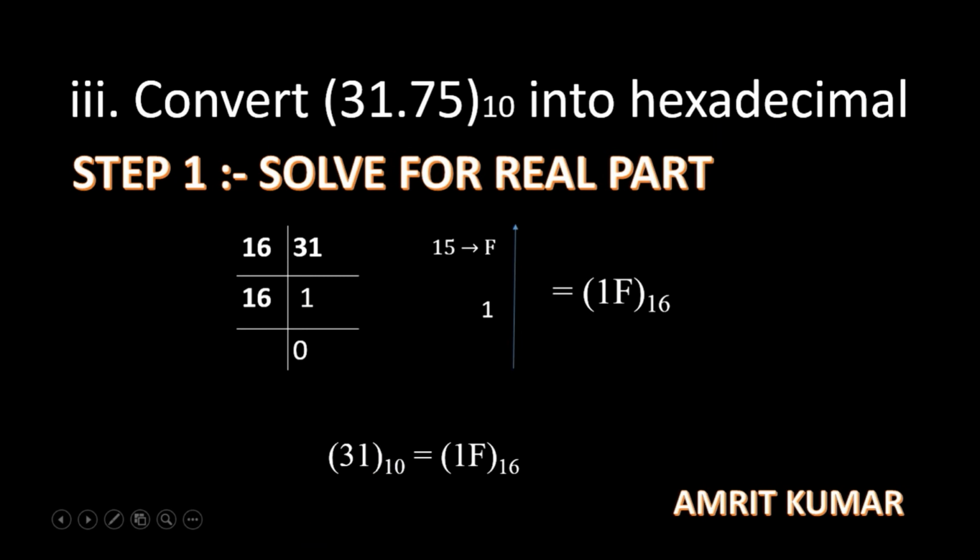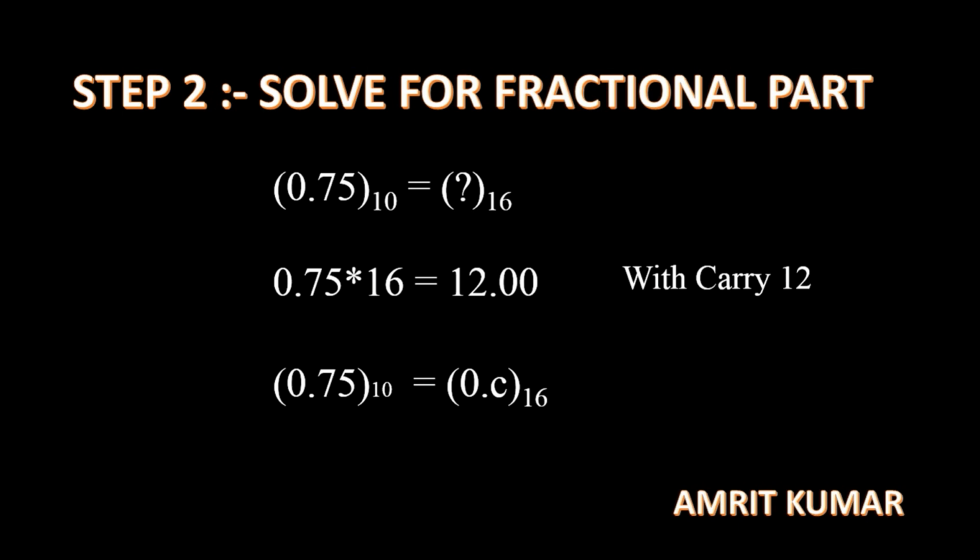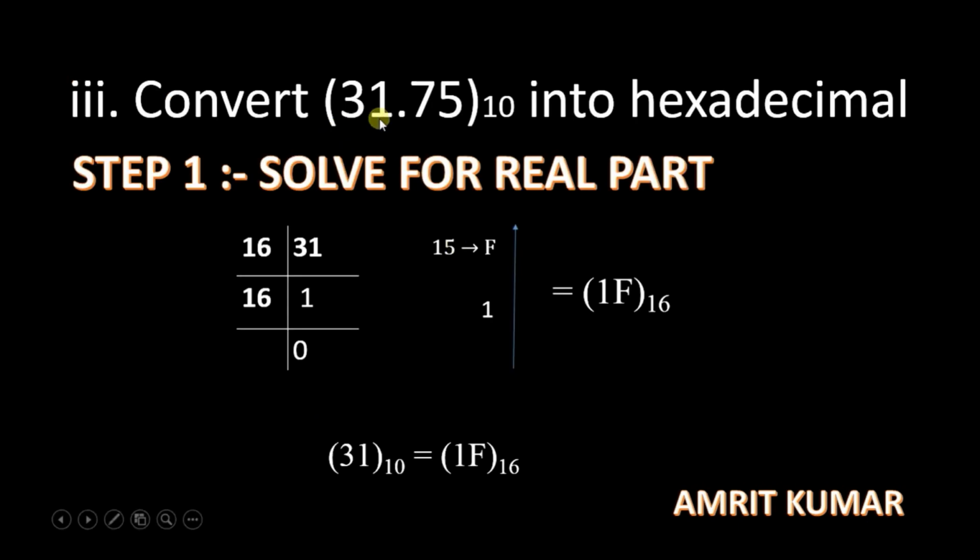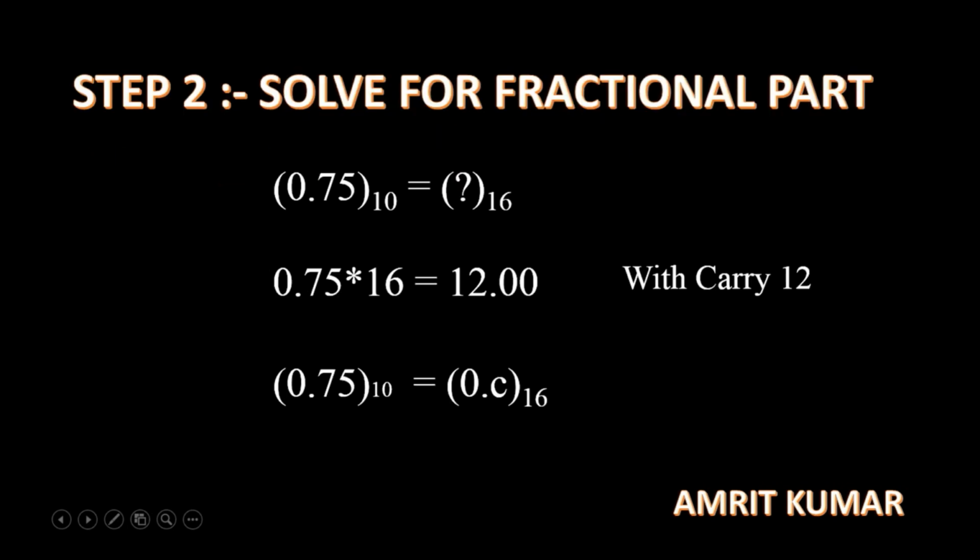Okay. Now moving forward to the fractional part. So here I have solved it for the real part. After that I will solve it for the fractional part too. So let's look at how you can solve the fractional part too. This is our step 2, and you have to solve the fractional part of a decimal number to convert it into a hexadecimal number. Here you have to multiply the fractional value by the base of a hexadecimal number, that is 16.